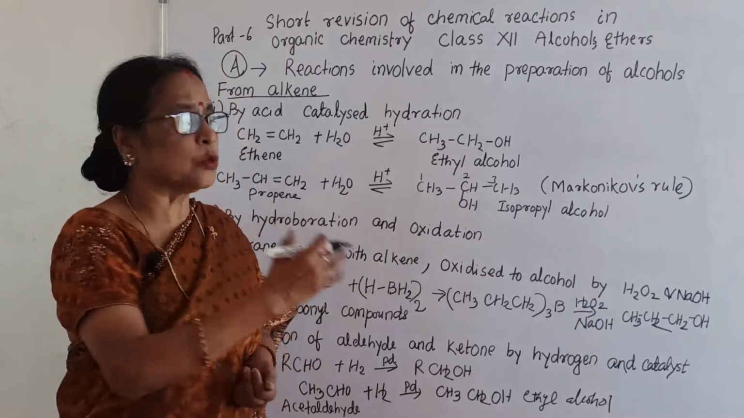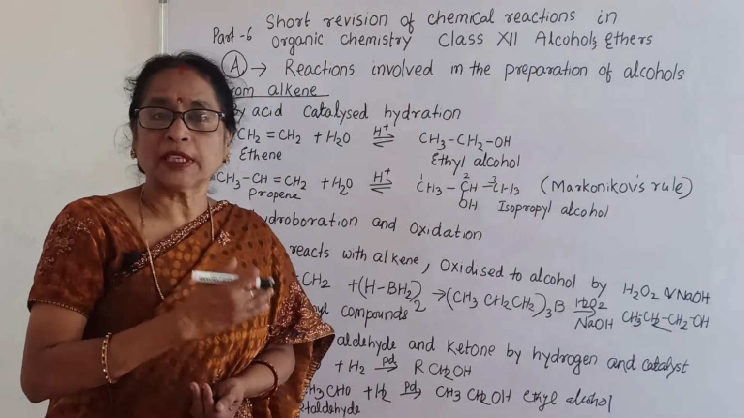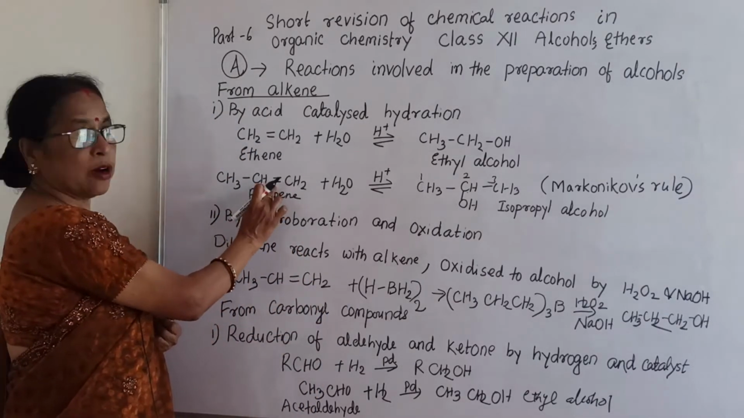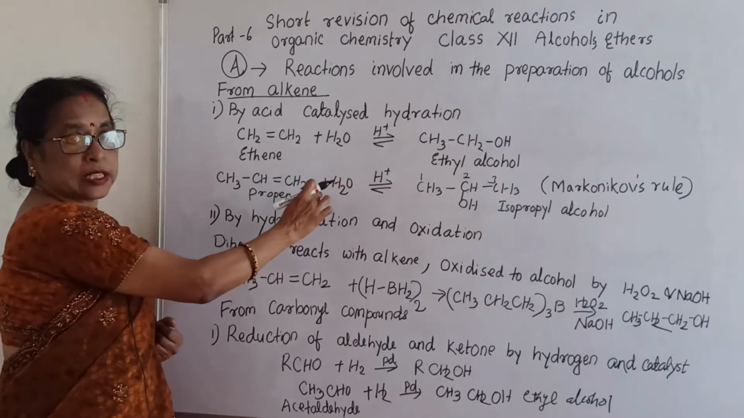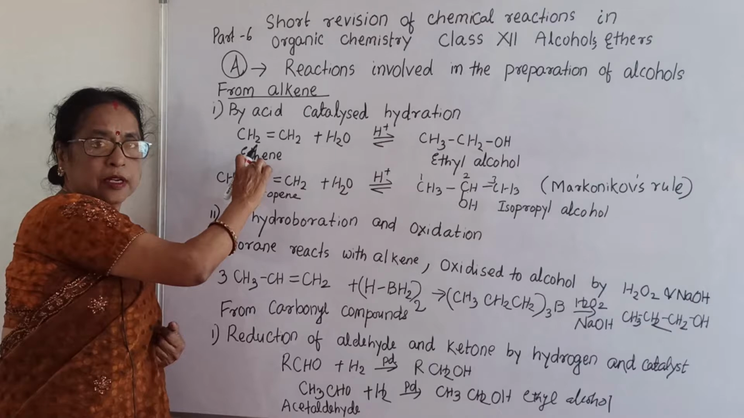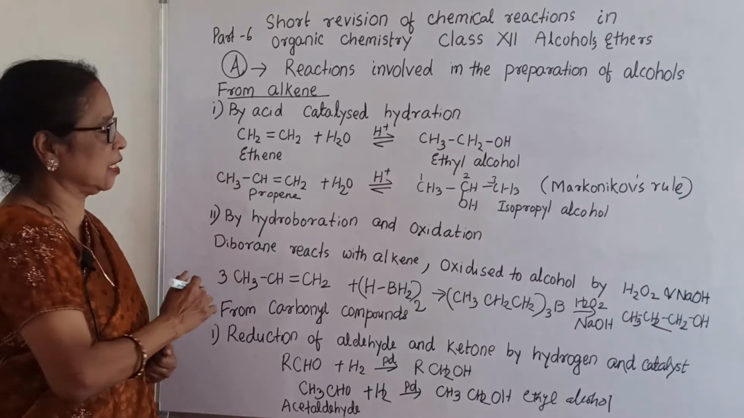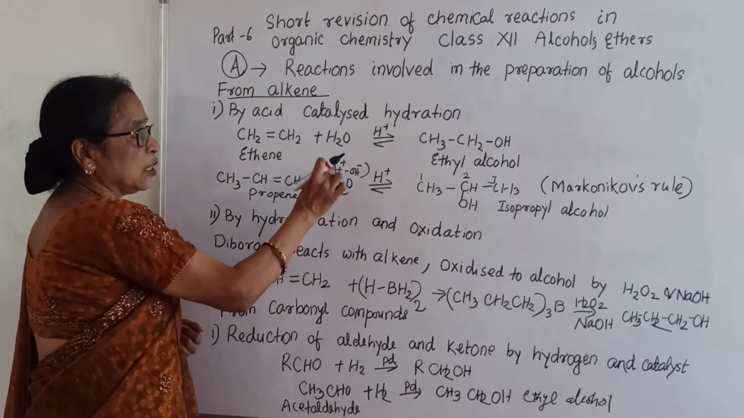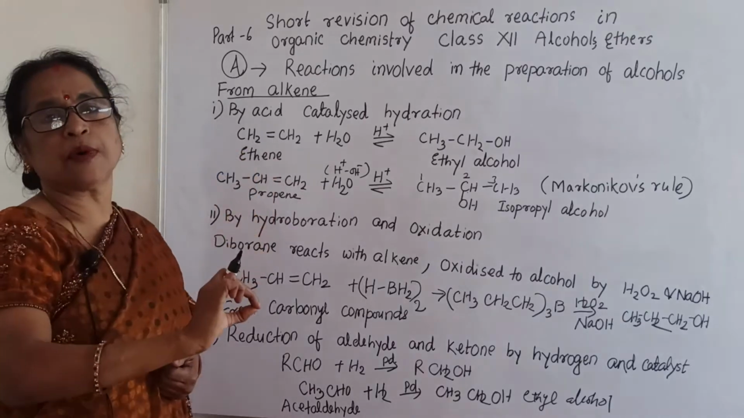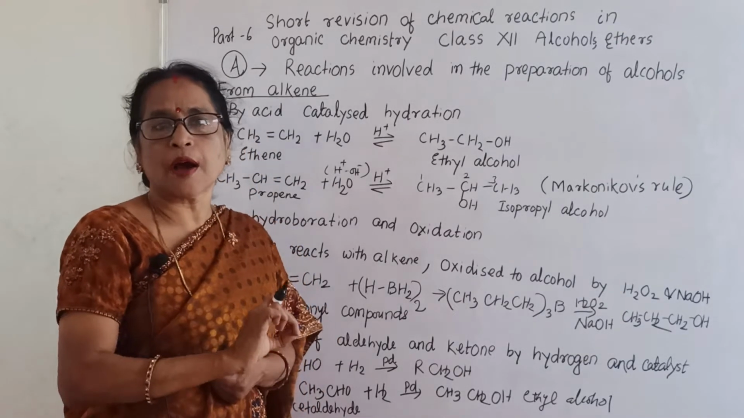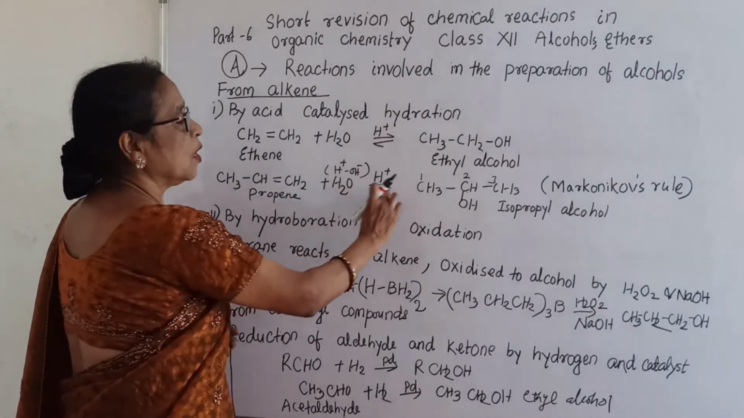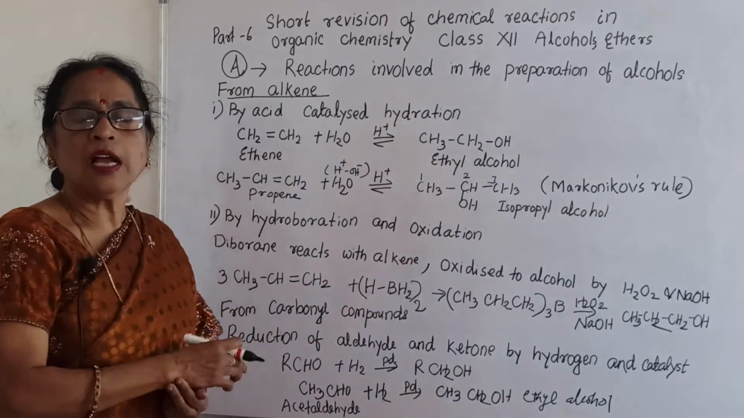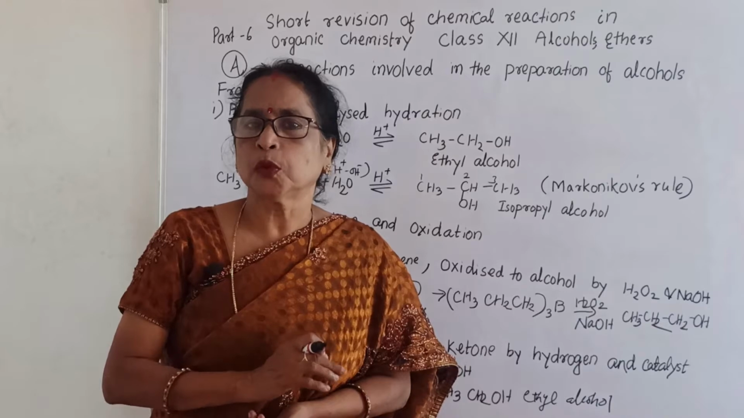Then the question is, what rule does it follow? Markovnikov's rule. Then what is Markovnikov's rule? I already told you that between the double bond, the negative part of water, that is OH, will attach to the carbon which contains the least number of hydrogen. That means water acts as H plus and OH minus. Now this OH minus will attach to the carbon which contains the least number of hydrogen atoms. That is why OH is attached to the CH group, and that is why we are getting isopropyl alcohol. In the IUPAC name you can say propan-2-ol.